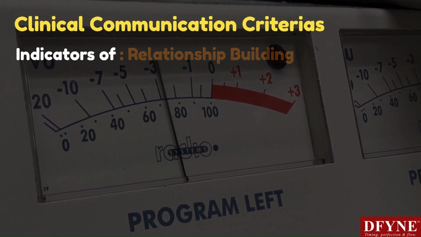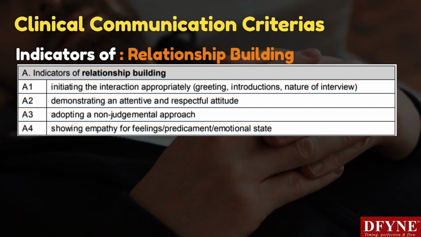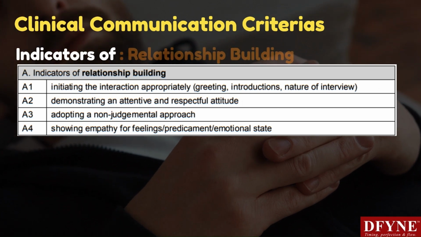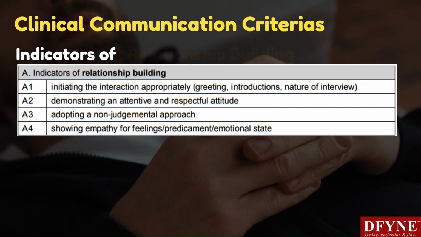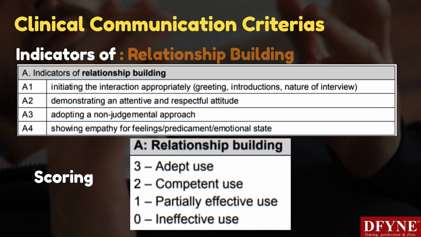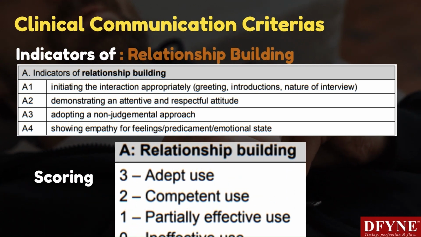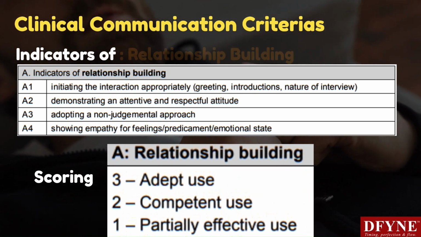Indicators of relationship building. This criteria measures the use of words, phrases, or actions that establish and build your relationship with that of the patient or the caretaker. For example, greeting the patient before the interaction begins is a good sign that you are welcoming them and ready to solve problems that they are facing.